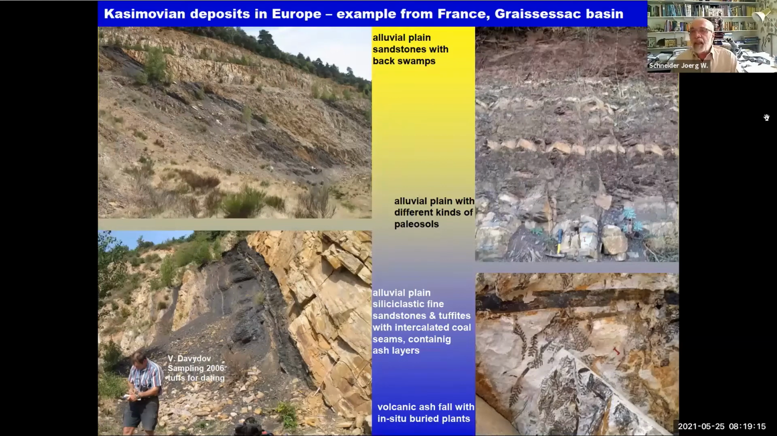These are again alluvial plain deposits, mainly with sandstones and fine clastics of the floodplains and beautiful intercalated coal seams. White and yellow lines in the coal seams, left bottom: these are volcanic ashes, different kinds of paleosols, and a beautiful 1 to 2 meter thick ashfall, lower right, with in situ buried plant remains.